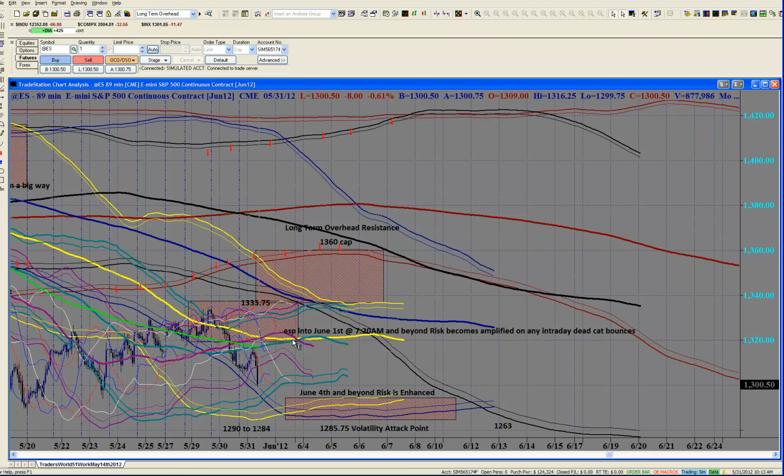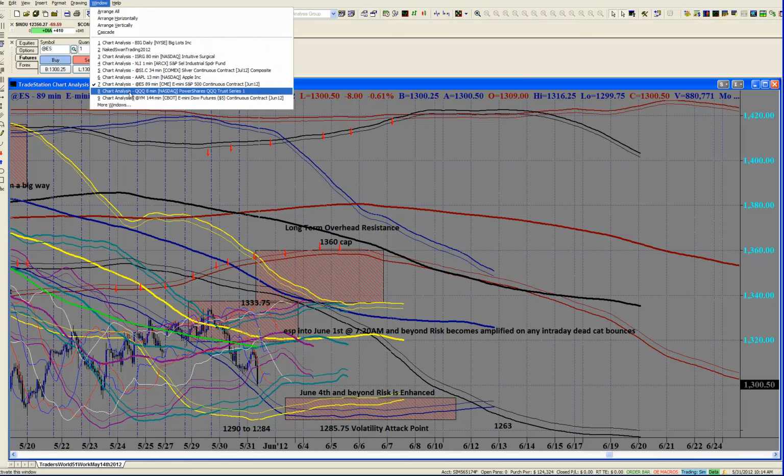And there's also a major risk June 1st at 7:20 in the morning and beyond on any dead cat bounces. But getting underneath this critical window over here between June 4th and the middle of June, you could really see some rapid acceleration to the downside and whole new levels being breached. So 20 points is a no-brainer on the downside from there. I mean, we're talking about an event that's more on par with what I'm going to show you over here.